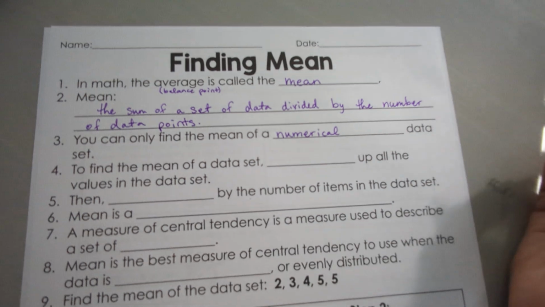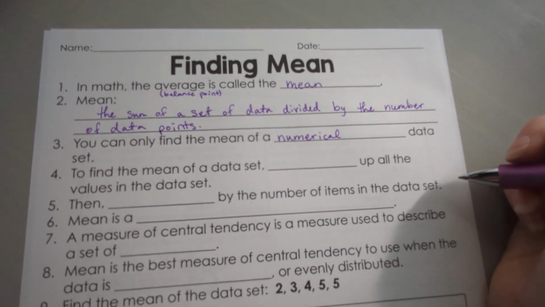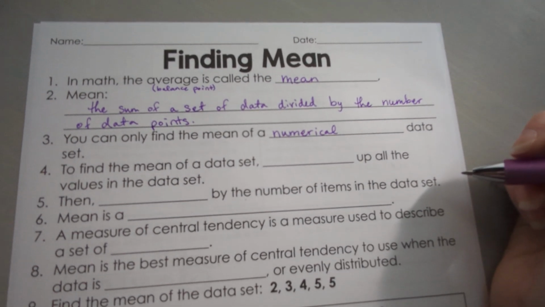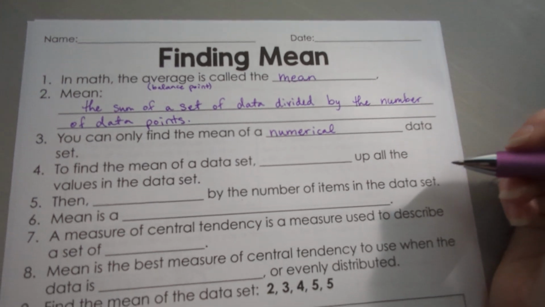What that means is like, I'd have to ask a question like, how many hours did you sleep last night, and get a number answer. I couldn't ask, what's your favorite color, and find the mean.